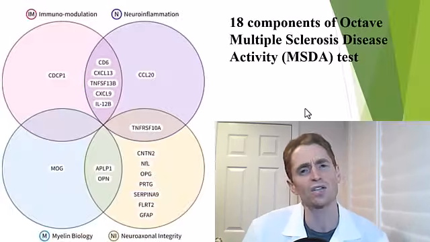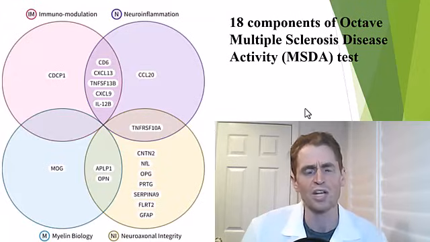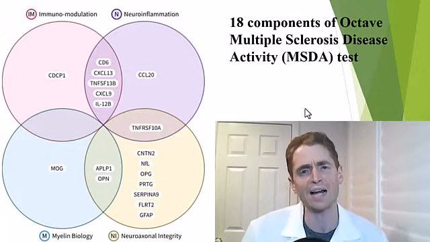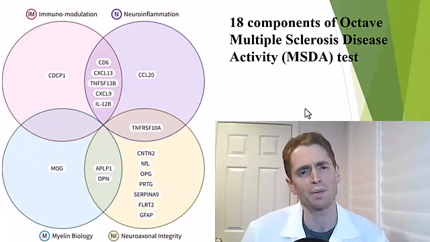A blood test to monitor multiple sclerosis. Let's take a look at Octave's Multiple Sclerosis Disease Activity, MSDA, test. This looks at 18 biomarkers to measure disease activity and potentially guide treatment for people with MS.